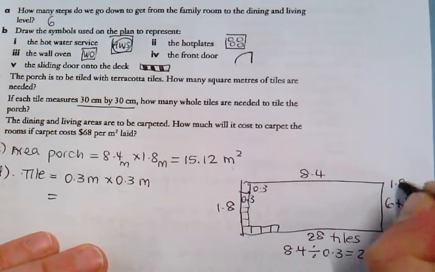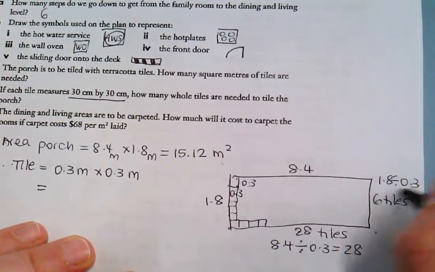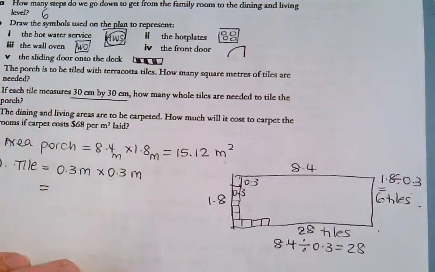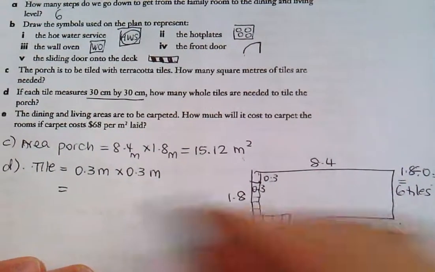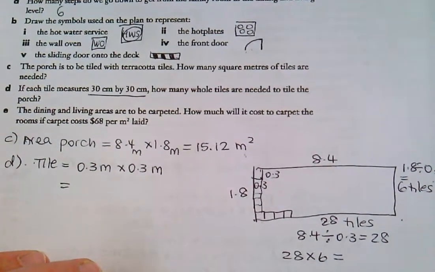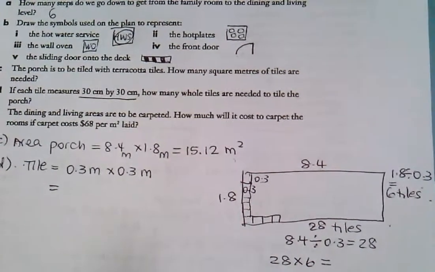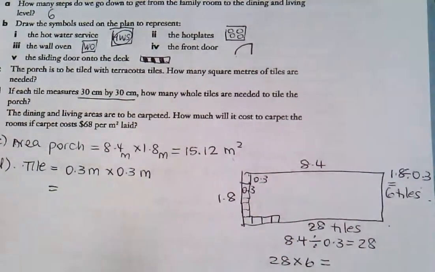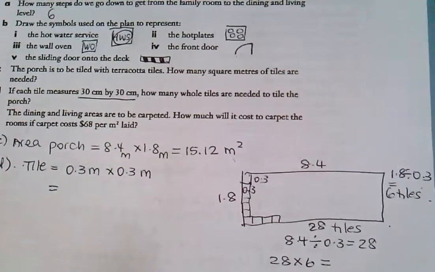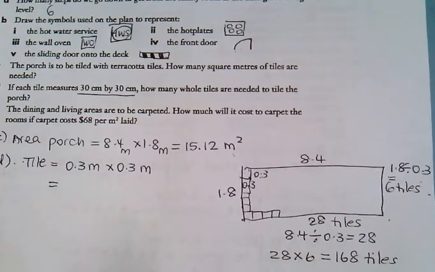And then I went 1.8 divided by 0.3 is 6 tiles. So two ways I could do this. I could then just say 28 times 6 and get the number of tiles I need. That's one way of doing it. The reason I looked at doing it that way is because they asked how many whole tiles are needed. So 28 times 6, 168 tiles.